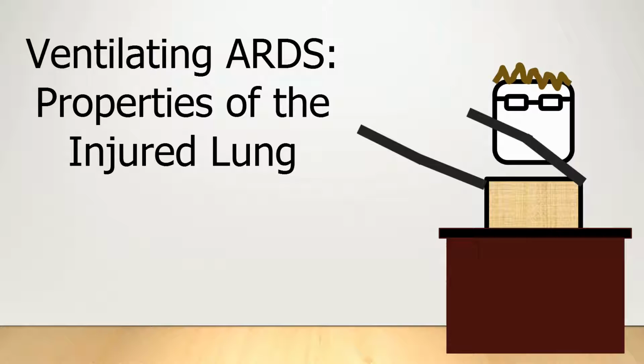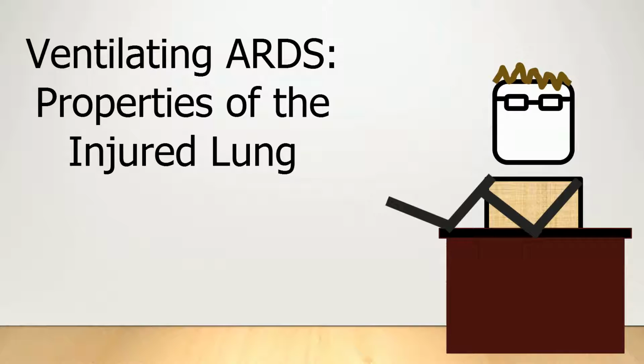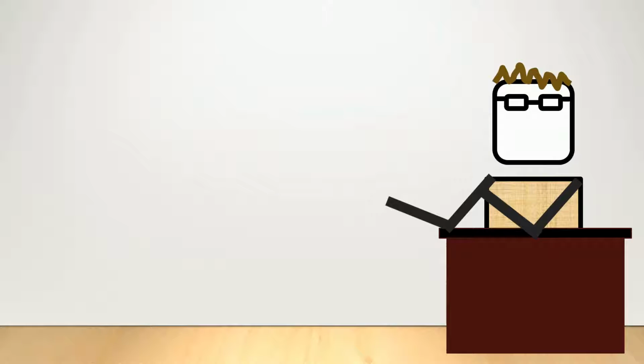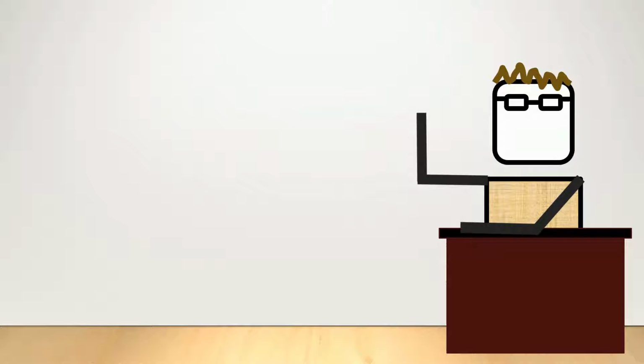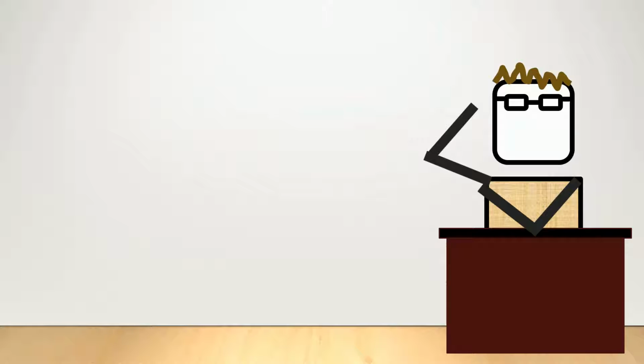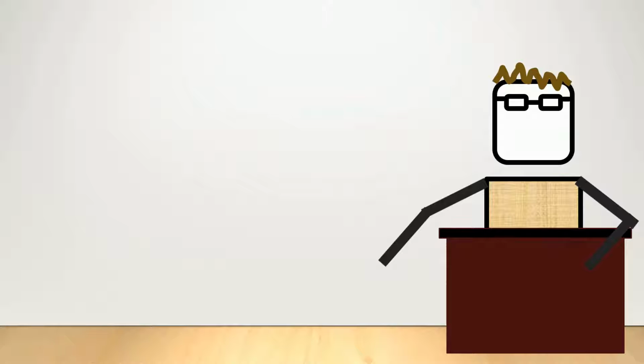This is Chapter 8.1, Ventilating ARDS, Properties of the Injured Lung. In this section, we're going to use the phrase ARDS to refer to a group of lung injuries where the lung is not compliant. Now, you can recall from Chapter 1 on compliance and understand that low compliant lungs require a high pressure in order to inflate them, and because of the low compliance, will also collapse very easily.